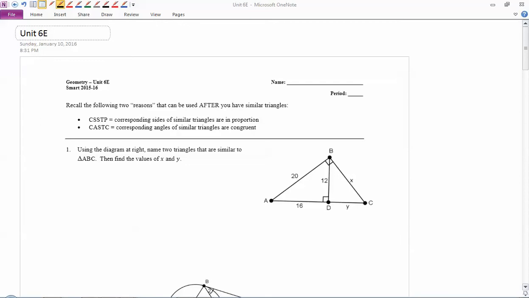Right, so this is the 6E handout, and we'll go through the notes for this.